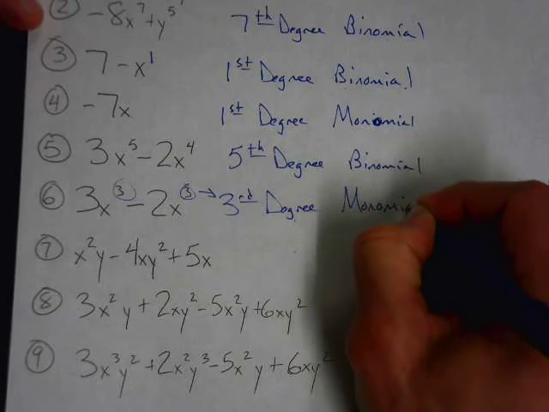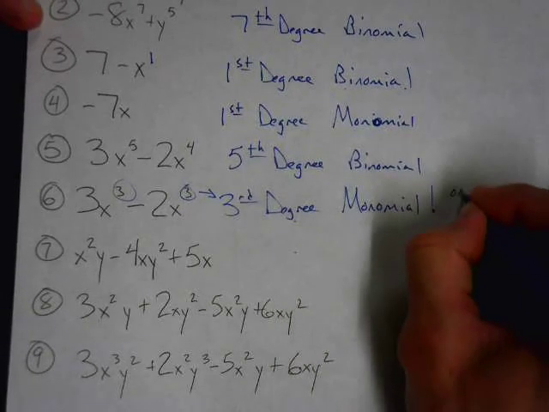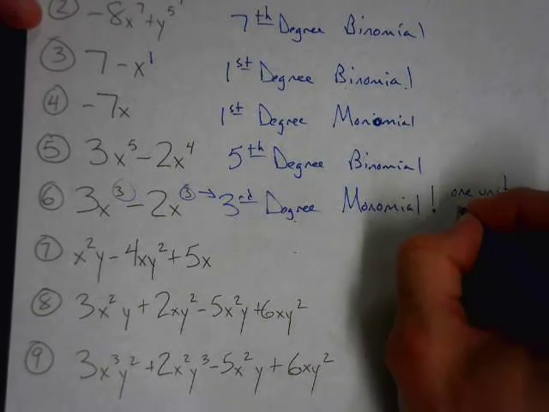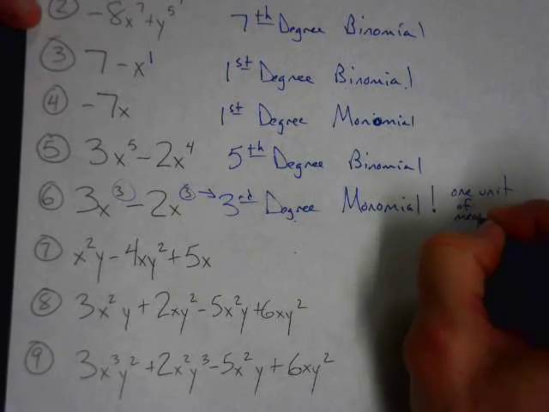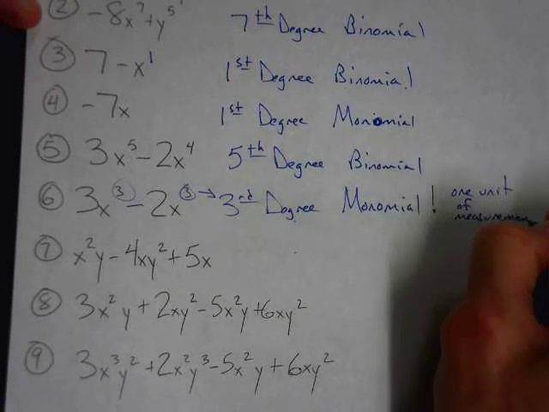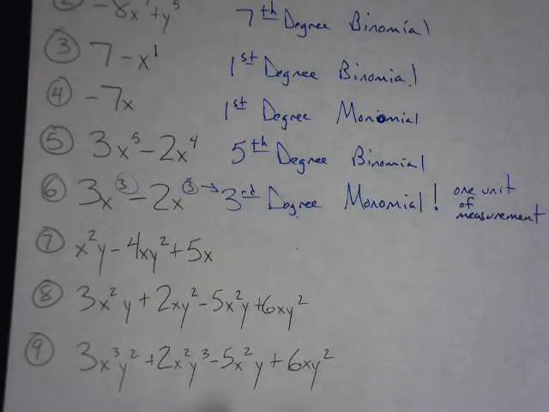Can you believe it? We're working with 1 unit of measurement. So it is a monomial, believe it or not. So it means if you can simplify it, do it. So it is 1 unit of measurement. That is a 3rd degree monomial. So now we look at number 7.